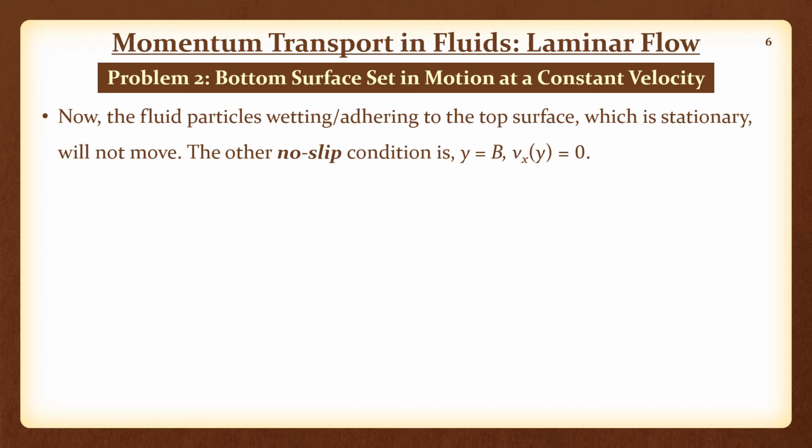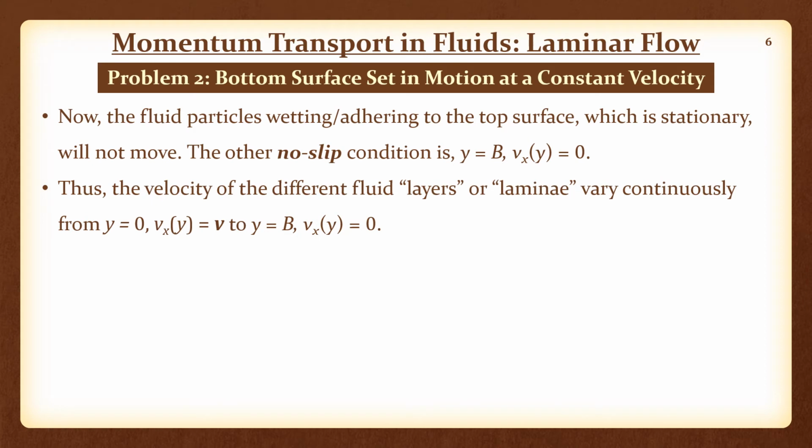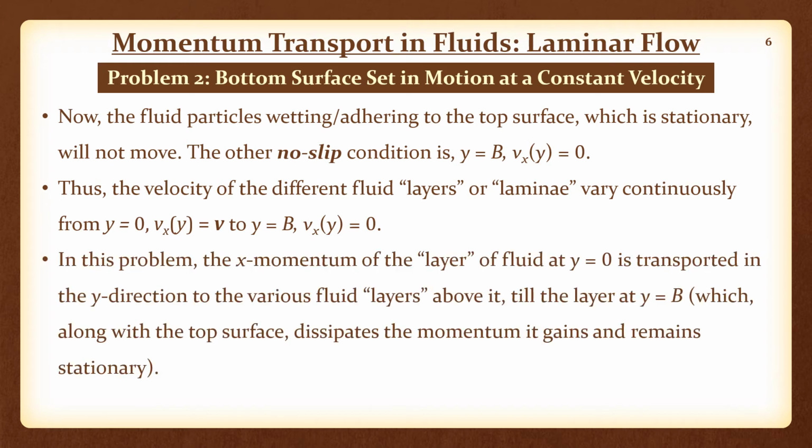Those fluid particles in the top layer are stationary; they do not move. Thus, the velocity of the different fluid layers, or laminae, varies continuously from the bottom surface value, which is, at y equal to 0, Vx equal to the same velocity v as that of the bottom surface, to the top surface, at y equal to b, where Vx equal to 0. So the velocity range is between 0 and v. At y equal to b it is 0, and at y equal to 0 it is v.